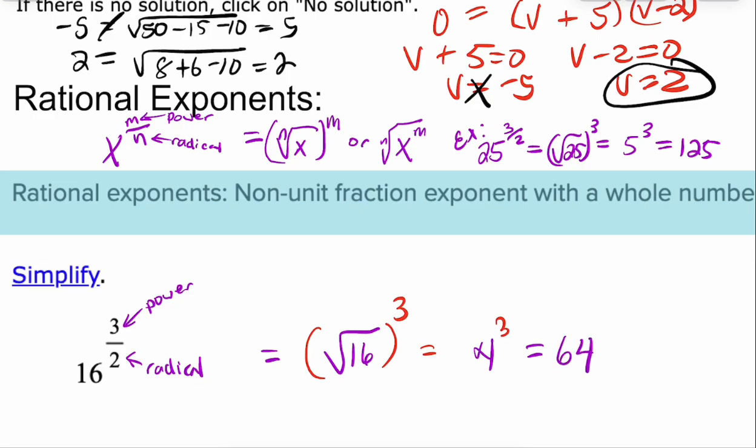Okay, so again, 4 times 4 times 4, 64. That's okay. So just remember, the bottom represents a radical. The top represents a power. I usually will do the type of radical first, get a small answer, so then I can take the power. You can do it either way. It doesn't matter, but that tends to make it nice. Everybody good with that one?